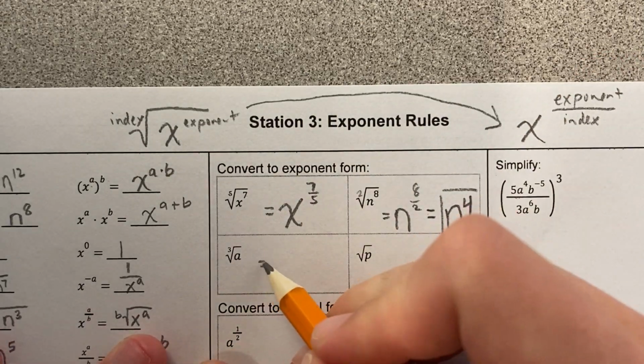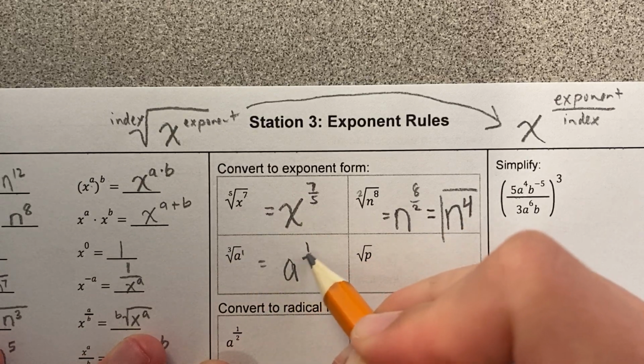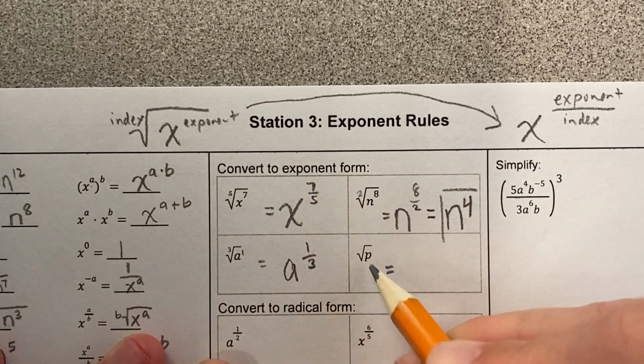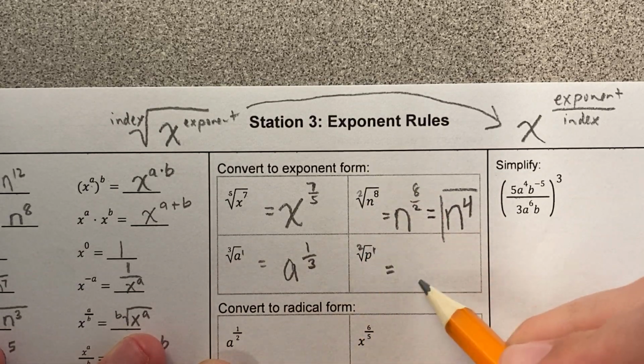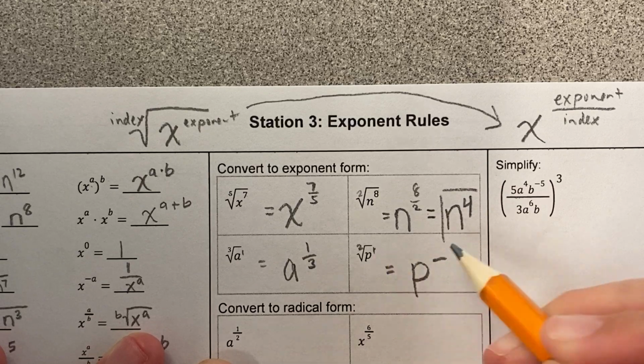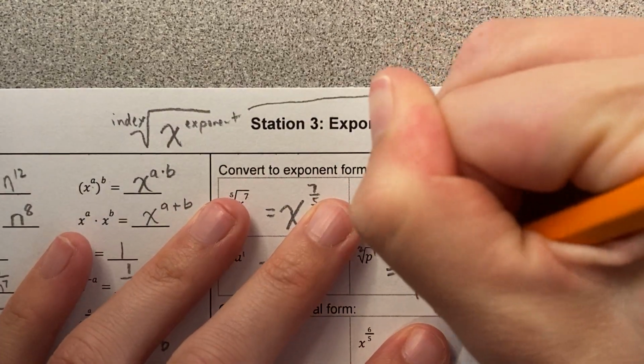All right, this one, there's no exponent written. What is it? Oh, it's a 1, right? It's an invisible 1 if it's not written. This is 1 over 3. And here there is no exponent written. That's a 1. And there's no index written. That's a 2. And so when I write my fraction, it's exponent over index. And that's a 2. And I need to sharpen my pencil.